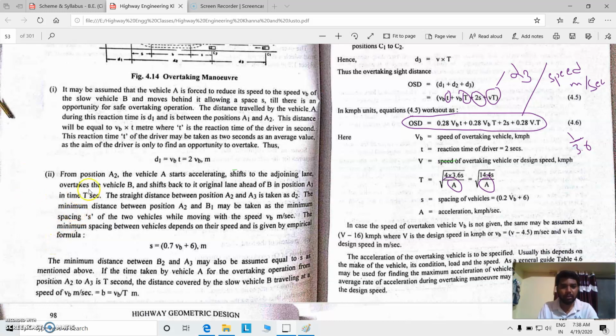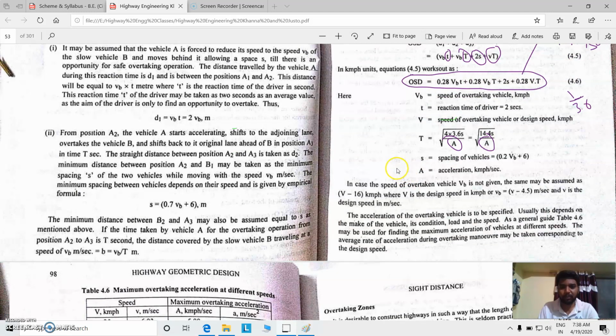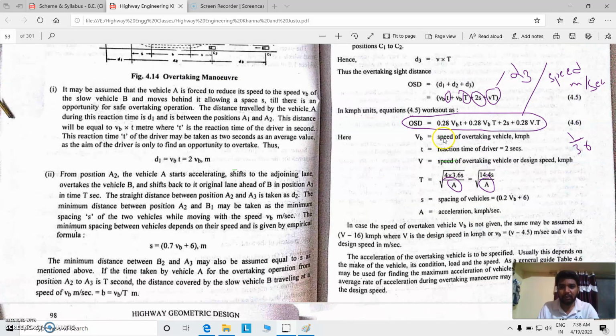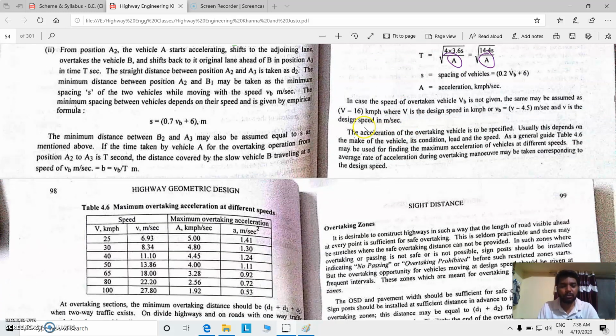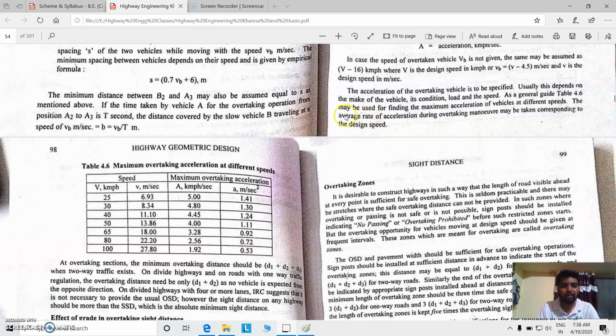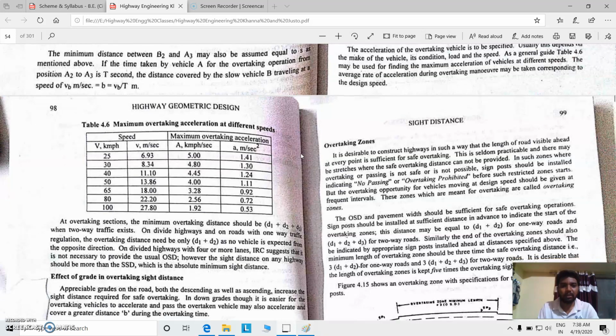Welcome students. In video lecture 5 we have discussed the analysis of overtaking sight distance, that is d1 plus d2 plus d3, the sum of the overtaking sight distance. Apart from that, we should know some recommendations and some discussion over overtaking sight distance. So here the recommendations are given, or it is in general.